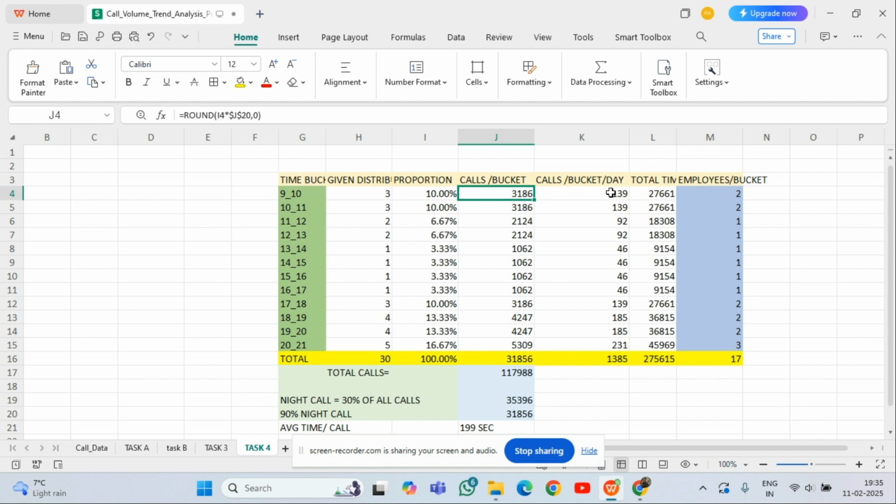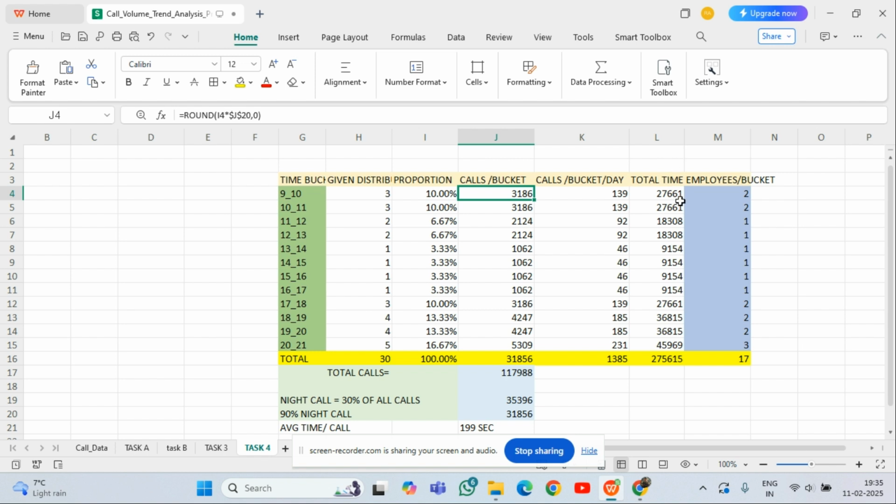This is for the whole period. These calls are for 23 days, and we want calls per day, so we'll divide by 23 and we'll get the calls per bucket per day. The total time will be calculated exactly the way we calculated the time of the tasks above. So 139 into 199, this is exactly how it will be calculated.